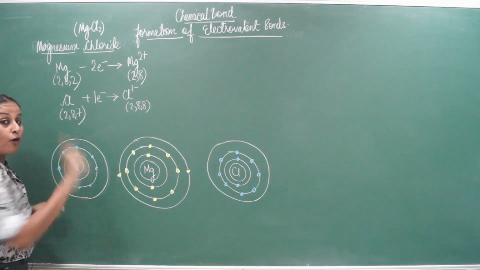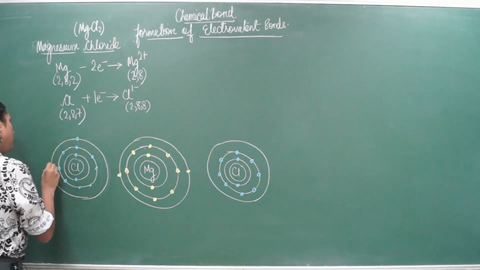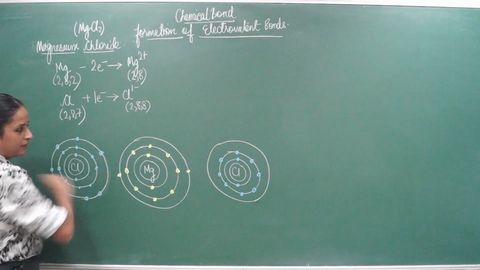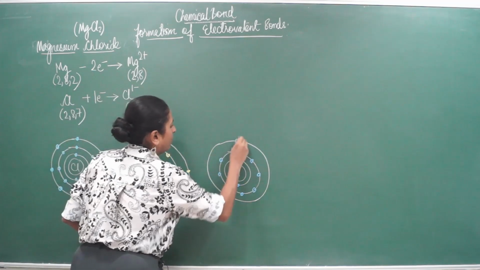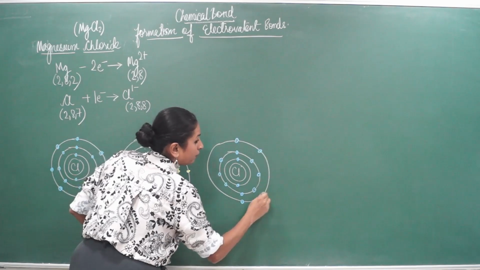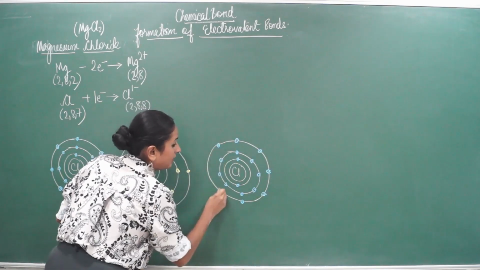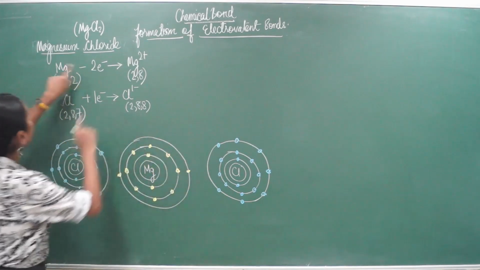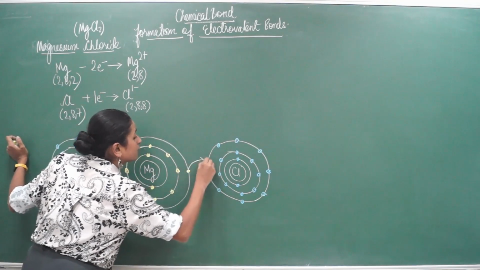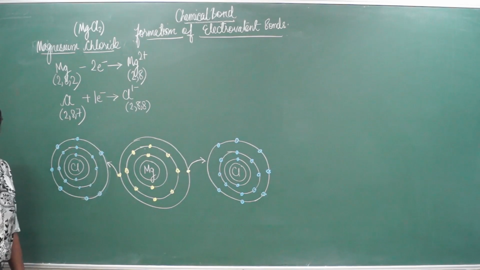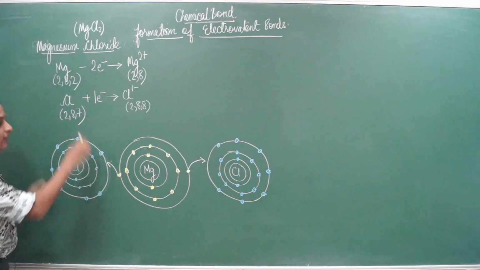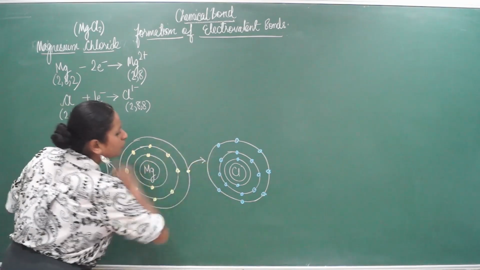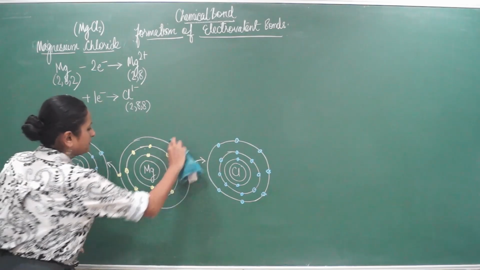How many electrons does it have of its own? 7. So 1, 2, 3, 4, 5, 6 and 7. Same for this chlorine: 1, 2, 3, 4, 5, 6 and 7. Now what happens is these 2 extra electrons of magnesium are transferred, one to each chlorine. Is that clear? This electron will go to this chlorine because one chlorine atom can only accept 1 electron. And this will go to this chlorine. So let us see what happens.